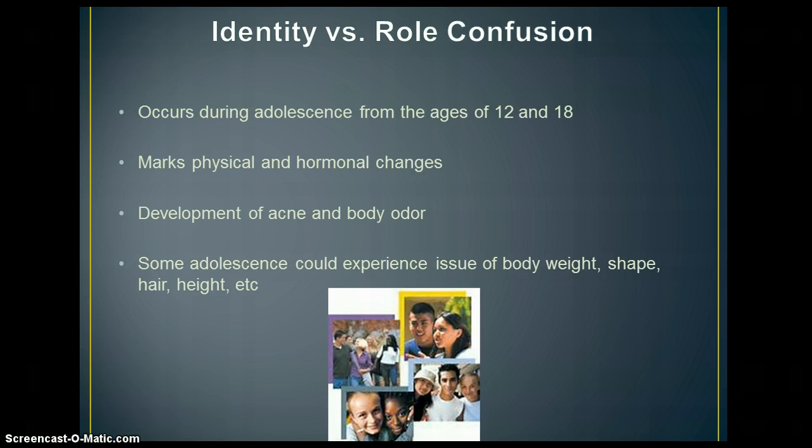Identity versus role confusion. This is when teens start noticing changes in their bodies, for instance, the development of acne, body odor, and gender parts. Some adolescents could experience issues of body weight, shape, hair, height, and so on.